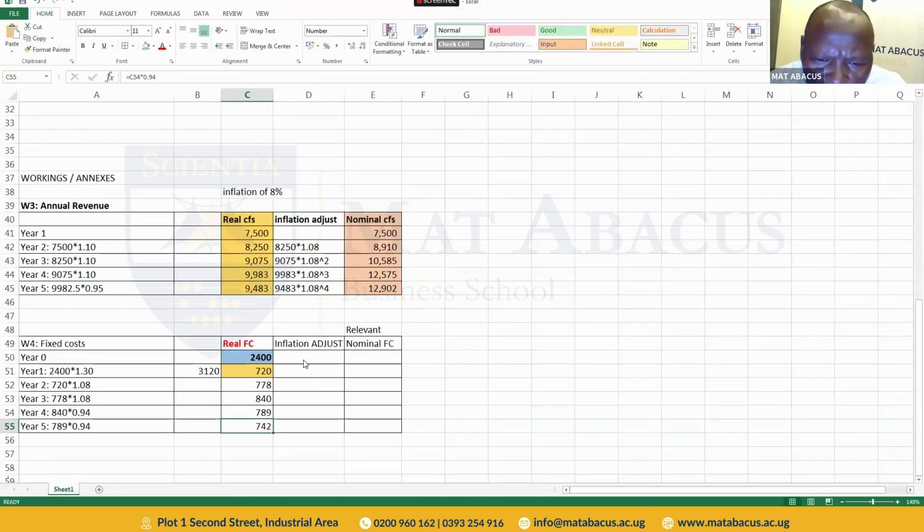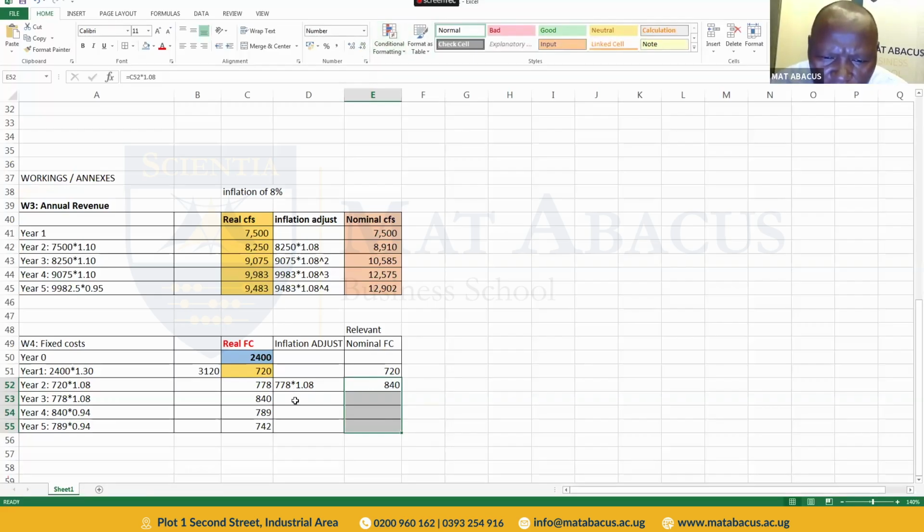It means we are on year 1. Year 1, the relevant is 720, because inflation starts in year 2. So we'll have 778 times inflation 1.08. And when I do that, I will have that figure I multiplied by 1.08. That's what I should be able to get. Allow me to round them off to the nearest whole number for the sake.